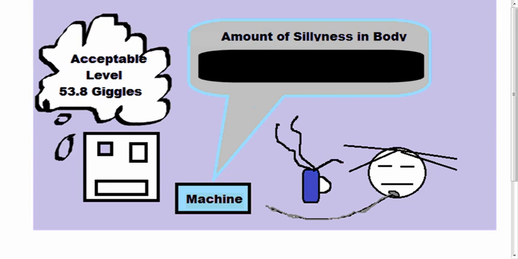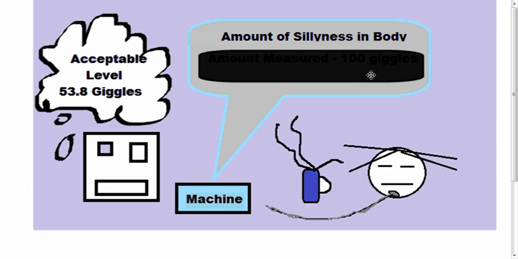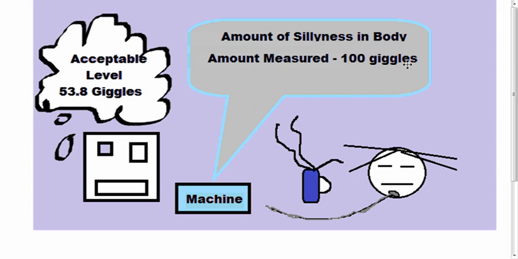Let's say I wanted to measure how much silliness somebody had, and I hooked them up to a machine, and I got this. This has got 1 sig fig. Now, as you can see, this is well above the acceptable level, so that might be a little cause for concern, because this one only has 1 sig fig, and it's showing that this amount in him is much higher than the 58.3.